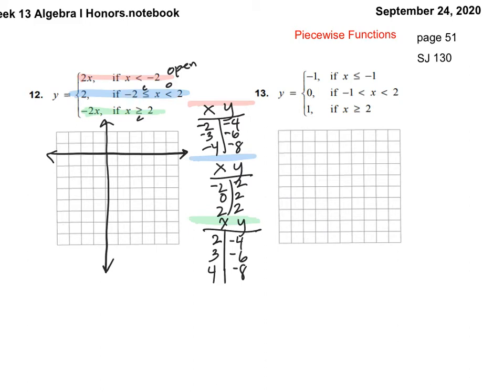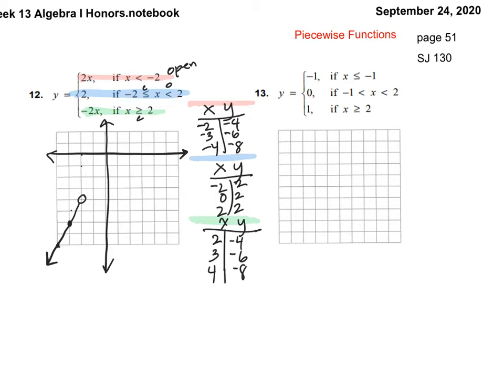Start with the red. -2, -4. Open circle. -3, -6. -4, -8. And that goes down, and draw an arrow. So the red piece is done.